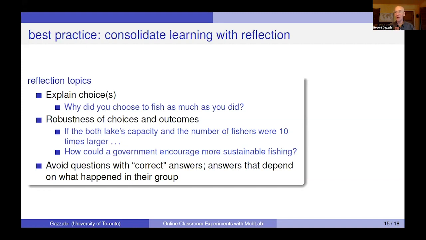What I do encourage you, however, is to avoid questions where there is a correct answer, because what we want is for students to reflect. You want to avoid yes or no questions because they're just going to write yes or no. And you also want to avoid questions that depend on knowing what happened in their groups because, as we saw in this Tragedy of the Commons experiment, some groups managed to avoid the tragedy of the commons, some groups did not. So these are ideas about what you can ask your students to reflect on.